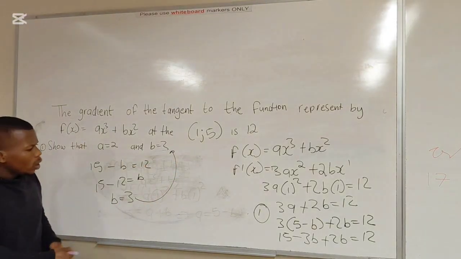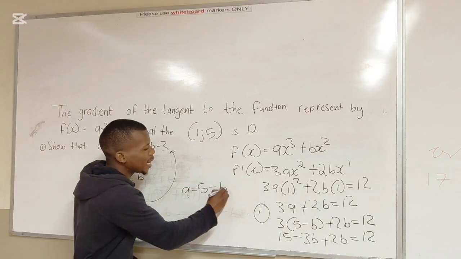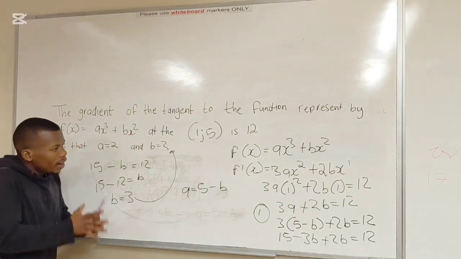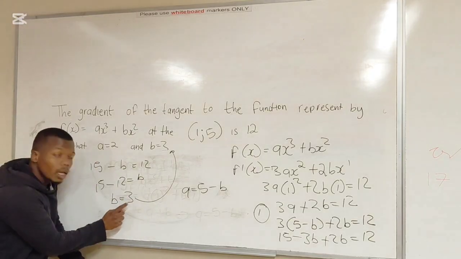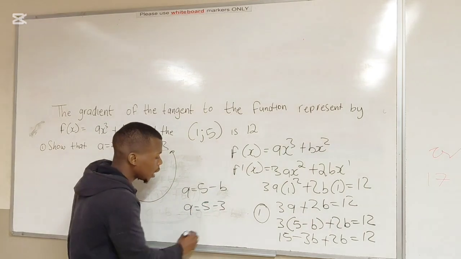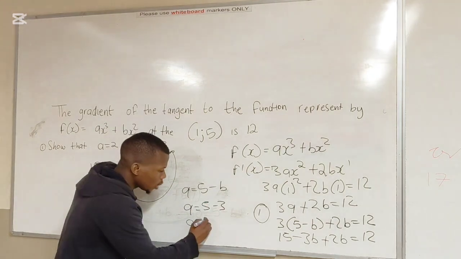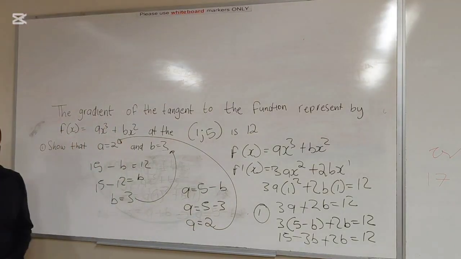But remember, when we see a, we see 5 minus b. Remember something. If I see a is equals to 5 minus b, where I see b, I will substitute positive 3. In other words, I have a, which is equals to 5 minus 3. A is equals to 2. We have shown that the value of a is equals to 2.